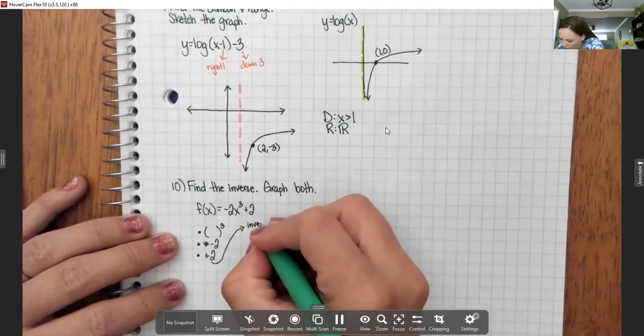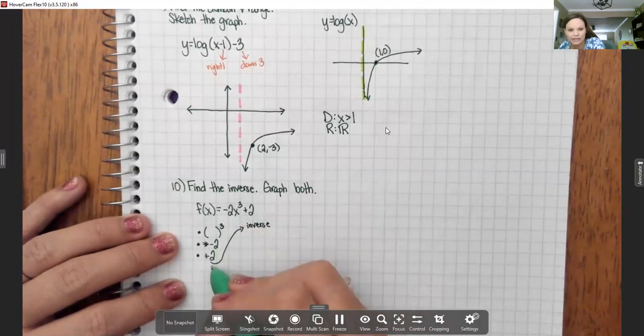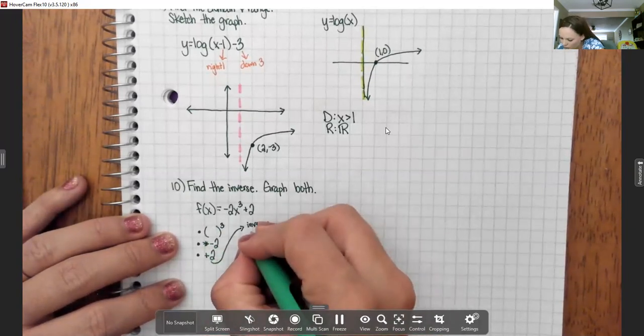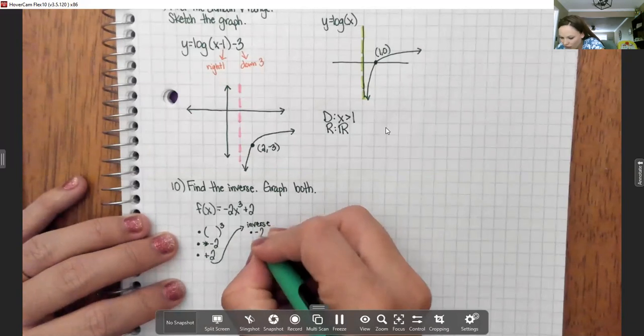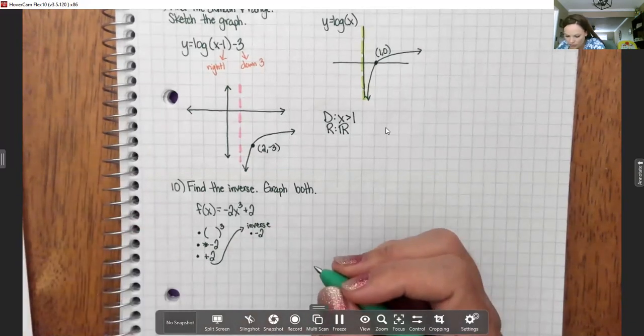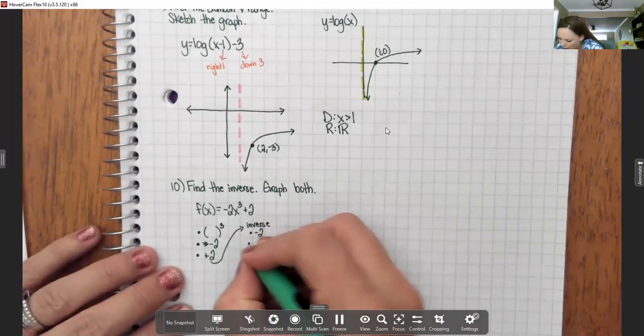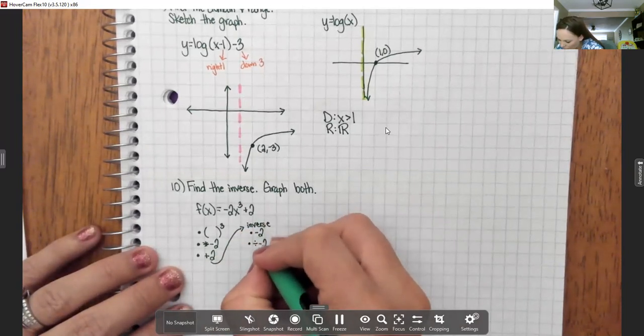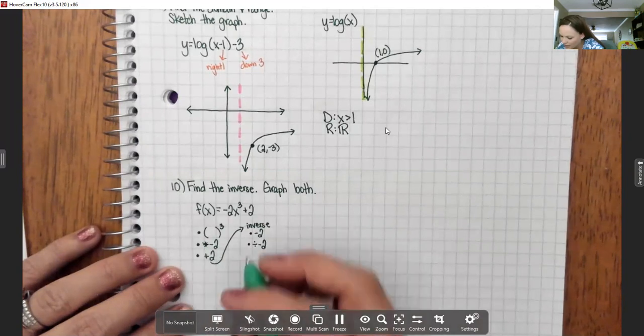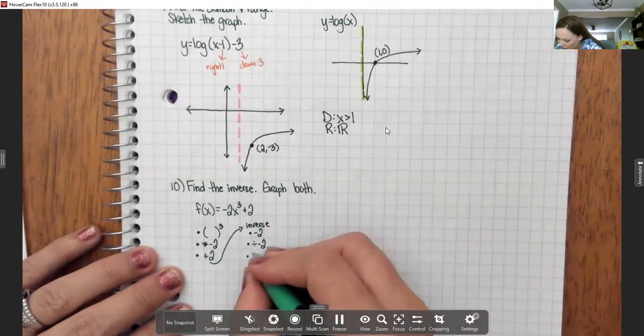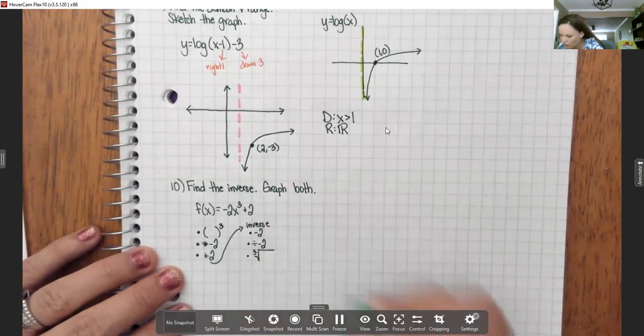So for my inverse, remember we do the opposite steps. We undo each one in the reverse order. So instead of adding 2, we subtract 2. Instead of multiplying by negative 2, we divide by negative 2. And then instead of cubing it, we cube root it.